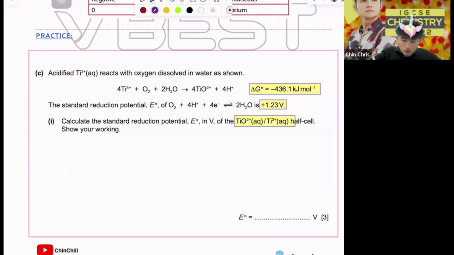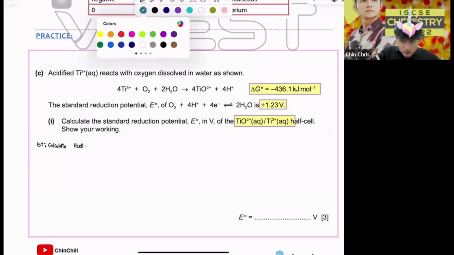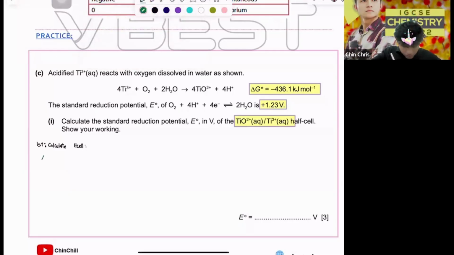Alright, guys, let's go. First step, I want you guys to calculate E cell. How to calculate E cell, guys? My formula, delta G equals negative nFE cell, right? Delta G divided by negative nF. So guys, remember to convert your delta G into joule by multiplying 1,000.